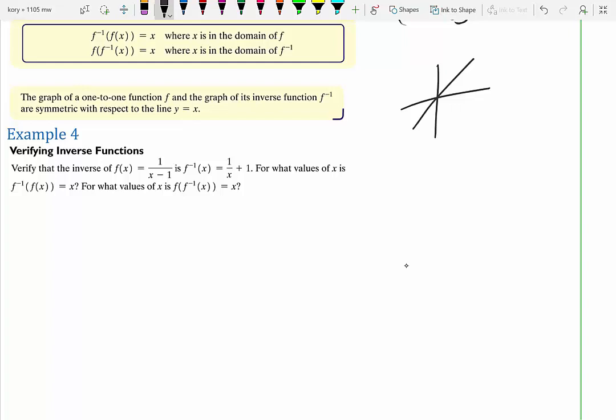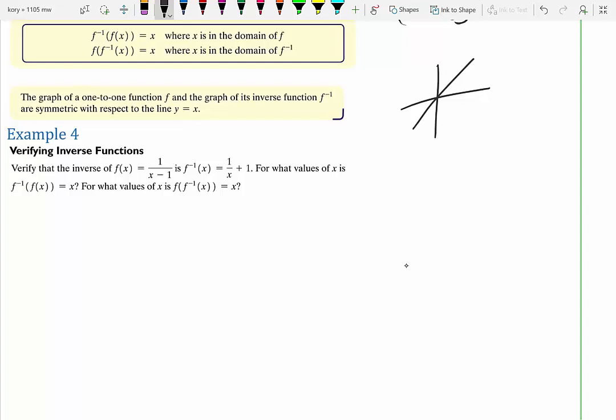All right, example 4. Verify that the inverse of f of x equals 1 over x minus 1 is, excuse me, the inverse equals 1 over x plus 1. For what values of x does plugging the function inside the inverse equal x? And then for what values of x does plugging the inverse into the function equal x? Now that all seems like you have no idea what's going on. That's fine. When we work it, it gets a lot better.